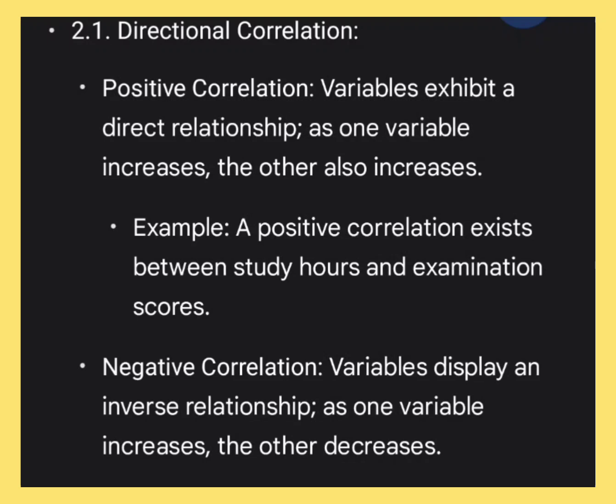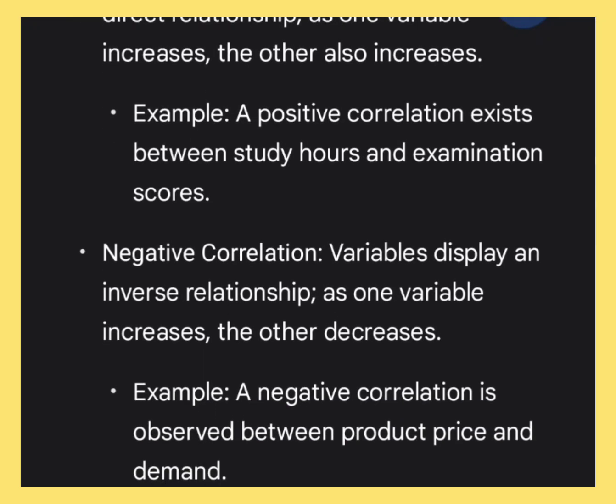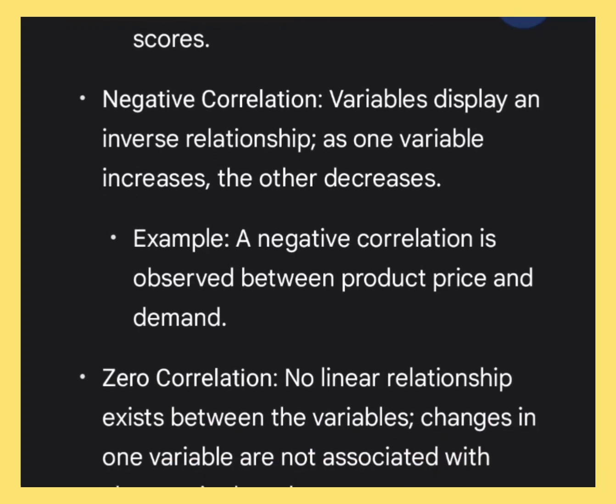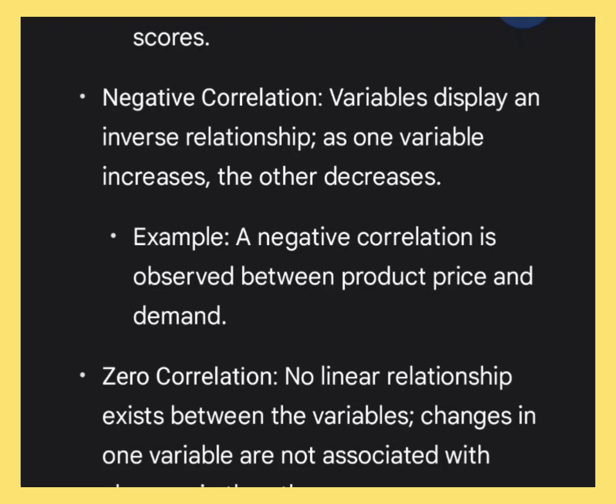Negative correlation. Variables display an inverse relationship. As one variable increases, the other decreases. Example: a negative correlation is observed between product price and demand. Zero correlation. No linear relationship exists between the variables. Changes in one variable are not associated with changes in the other.